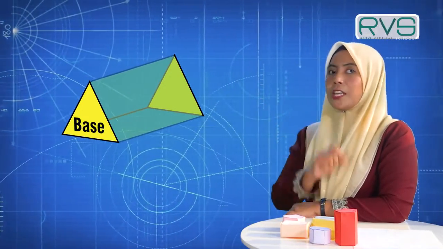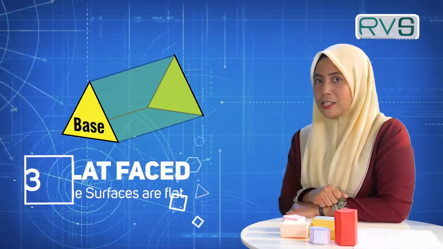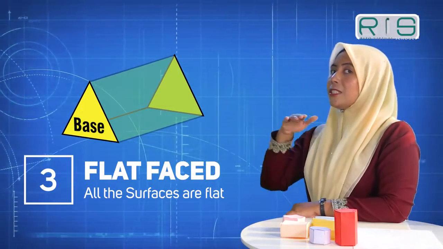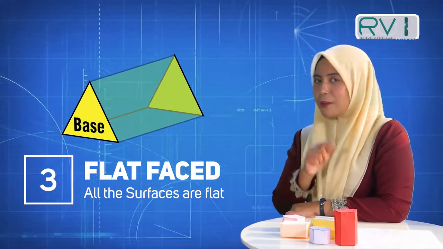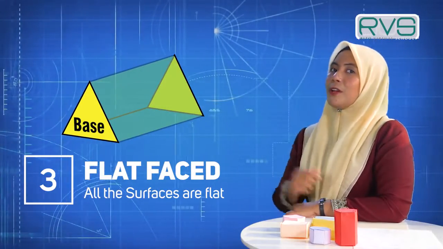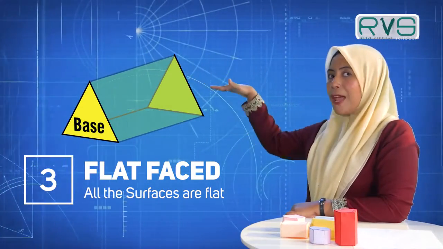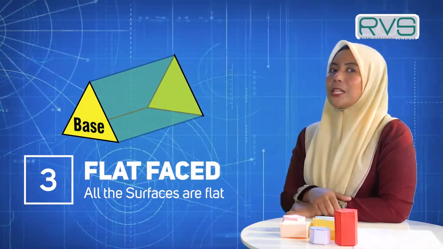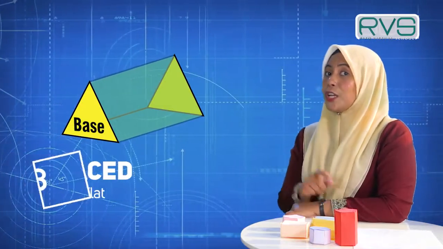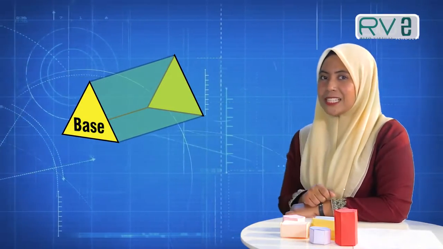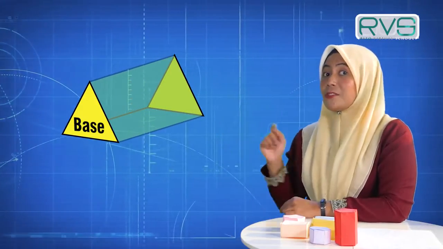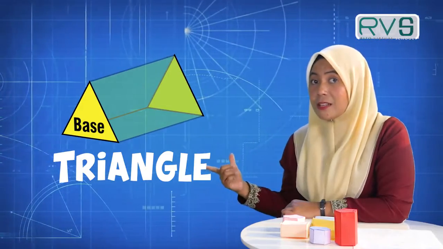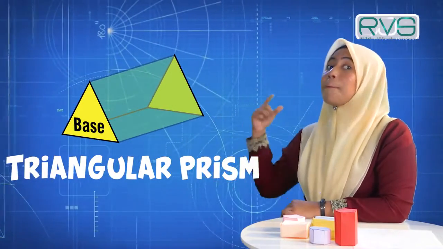Now we go to the third keyword, which is flat face. If you look at the picture here, all the faces you can see are flat. Very good. No curve, right? The base is all flat. So what do you think the name of this prism is? First, how do you know? You look at the base. What is the shape of the base? The shape of the base, as you said before, is a triangle. So we call it a triangular prism.